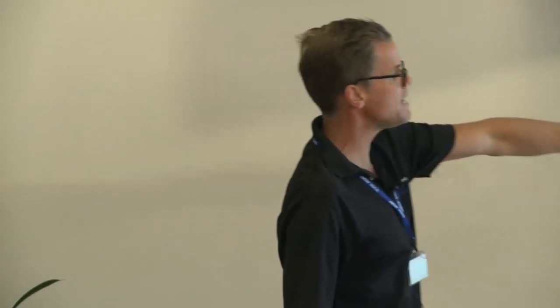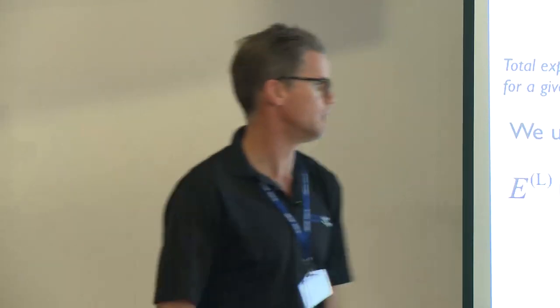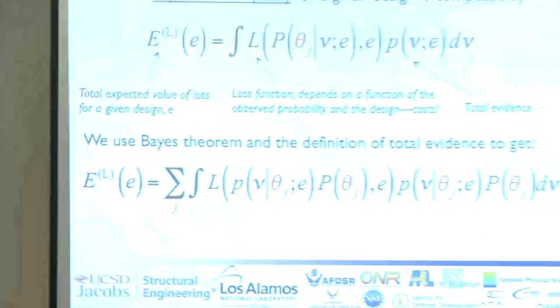And then I can use Bayes' theorem to convert that into the things that we can model and or measure. Okay? So I just went from the general definition, employed Bayes' theorem, and I got to this. Okay? So this is a measure, as a function of design, of the cost associated with that design. It's a very general definition where I've made very few assumptions at this point.